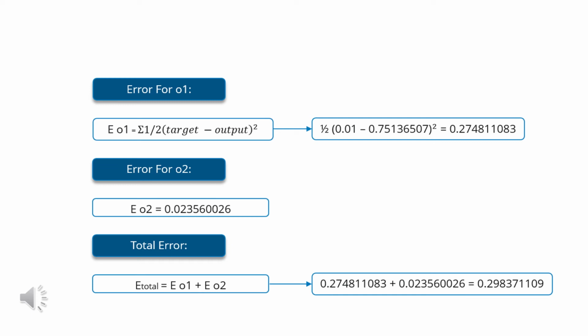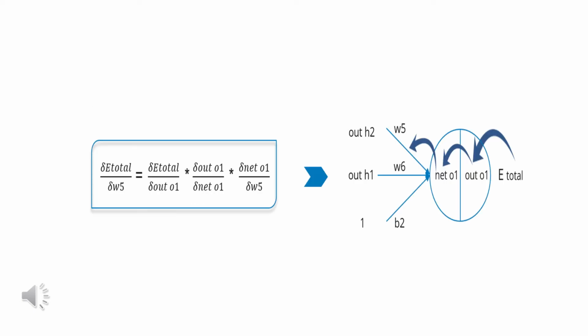So we will get the EO2 is equal to 0.0235600026. Then total error can be calculated by E total is equal to EO1 plus EO2. After putting the values of EO1 and EO2, we will get the E total value, that is 0.2983711109. Next we have step number 2, that is the backward propagation.